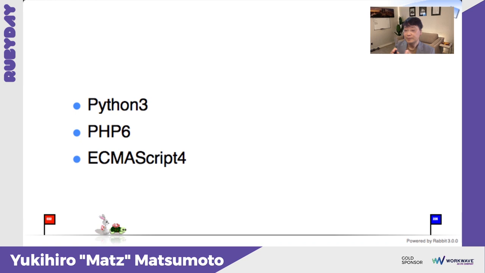Similar things happened in ECMAScript. ECMAScript 4 had introduced many drastic changes, like classes and static typing, and they lost compatibility with the previous ECMAScript 3. But ECMAScript 4 was canceled, and they started all over again from ECMAScript 3, then started a new version, ECMAScript 5, which is compatible with ECMAScript 3.